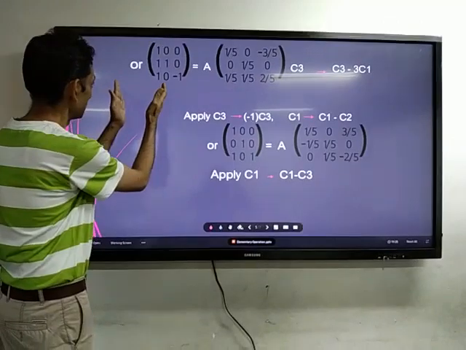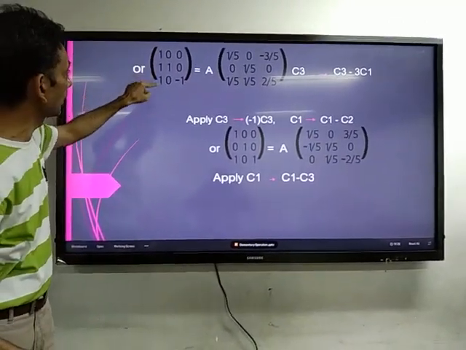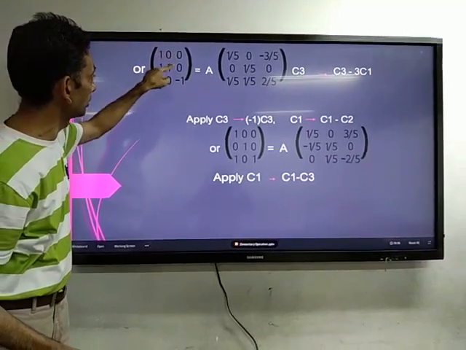Okay. Now please observe this particular matrix. So this matrix is 1, 1, 1, 0, 1, 0 and 0, 0, minus 1.